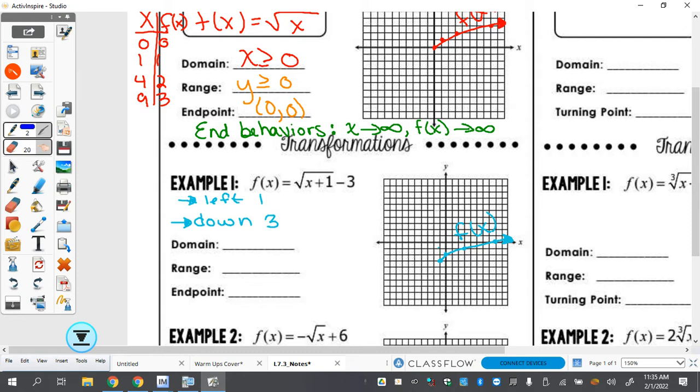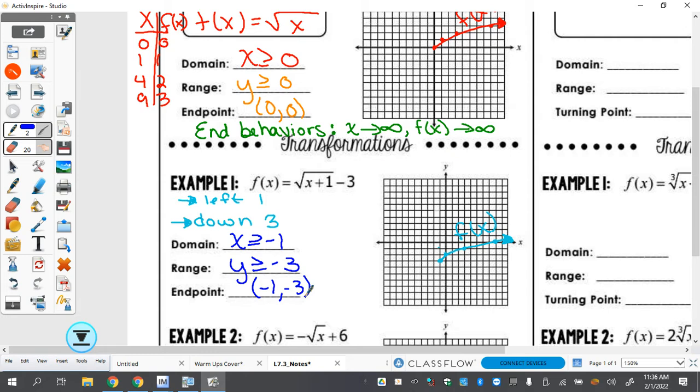So what would our domain be this time since we shifted it to the left 1? Yep, x is greater than or equal to negative 1. And because it went down 3, what would be our range now? Yeah, greater than or equal to negative 3. And then our endpoint this time also went to the left 1 and down 3, so that is at -1, -3.